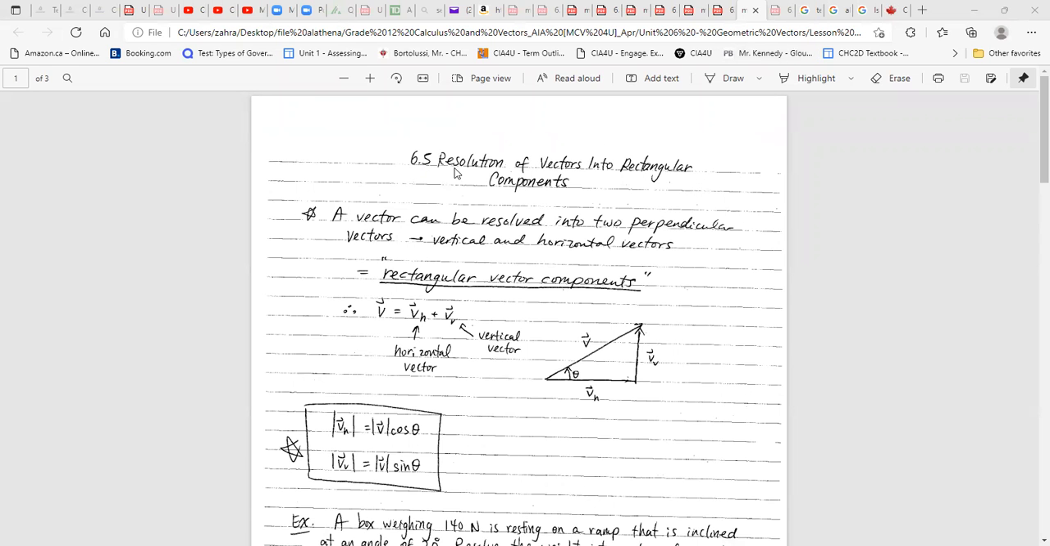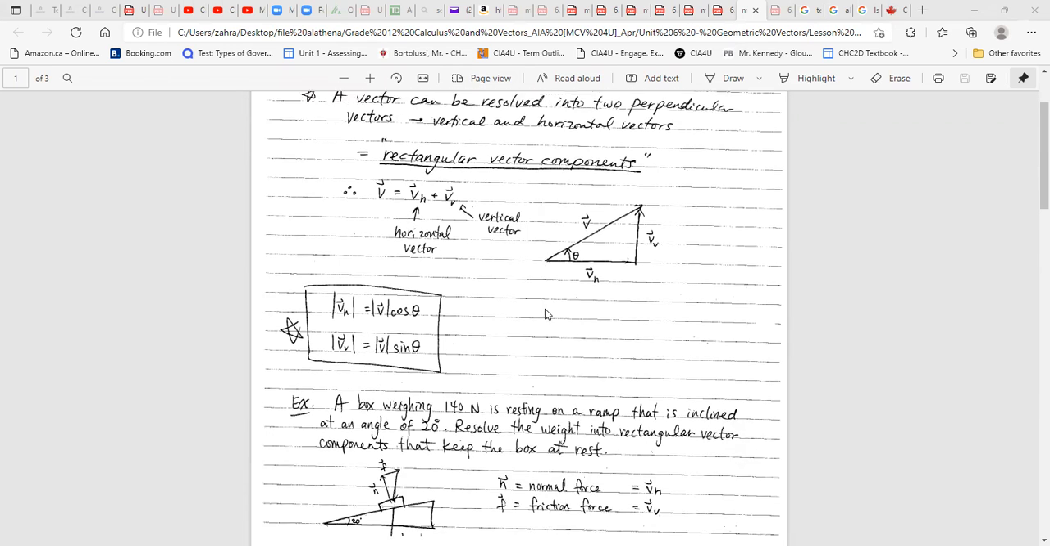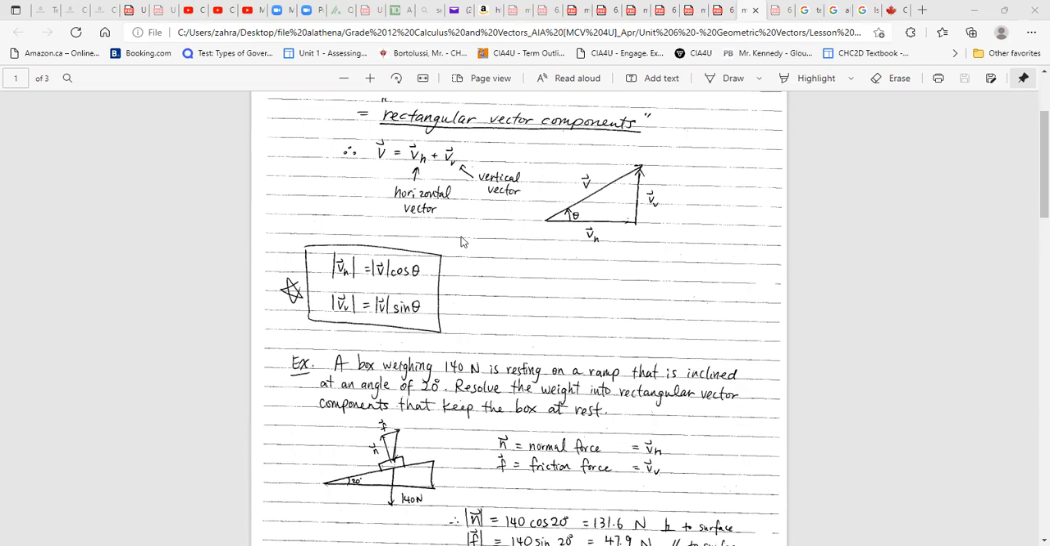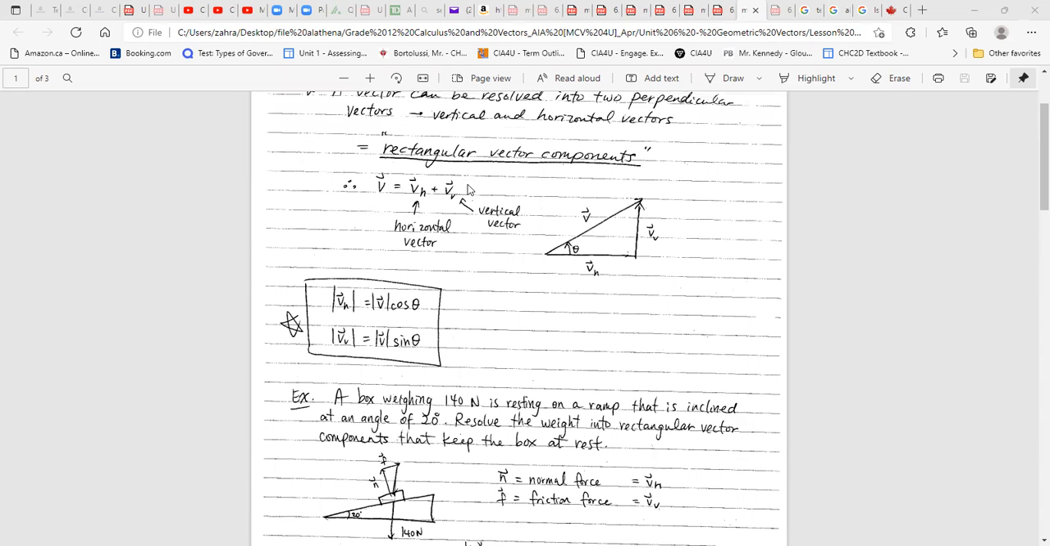6.5 Resolution of vectors into rectangular components. To add two vectors, we can use the components instead of doing the sine law and cosine law, by just turning the vectors into components. Each vector has an x component and a y component. For the x component, because this is theta, the adjacent will be your x component. Adjacent means cosine, so it's going to be V cosine theta.